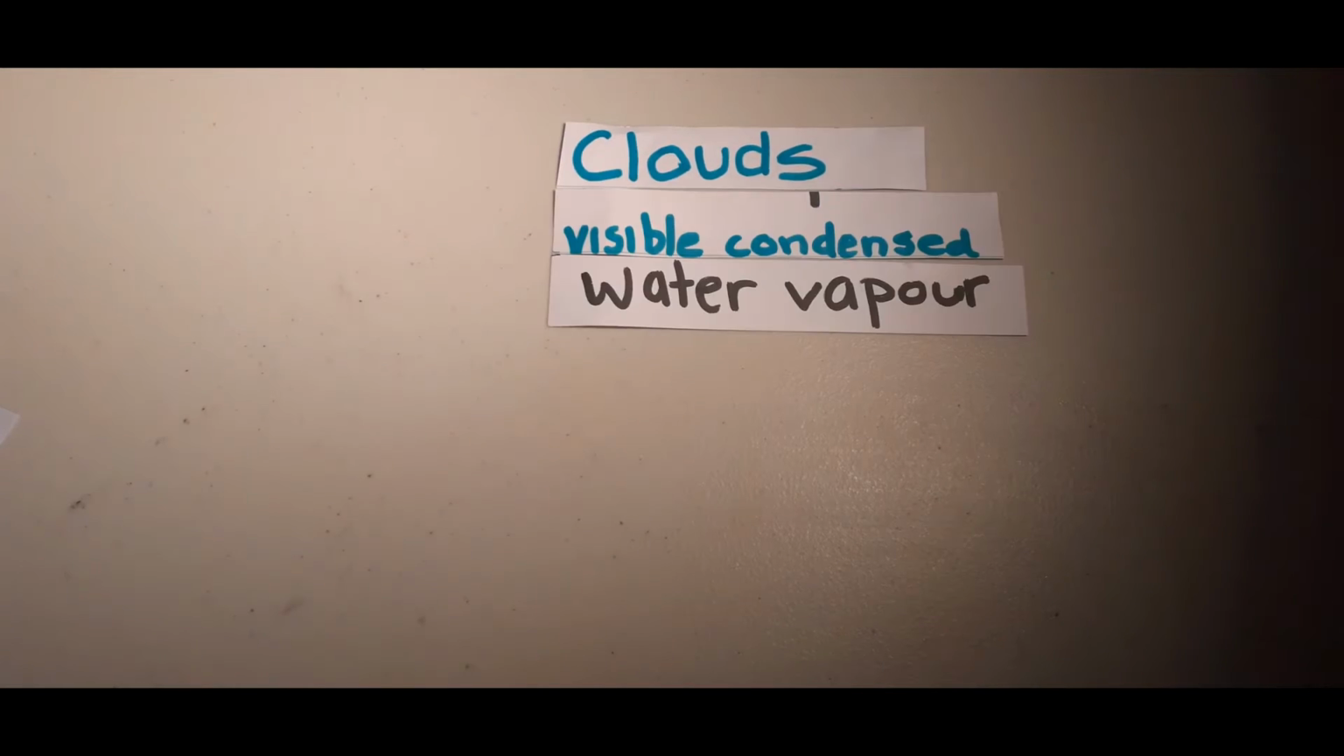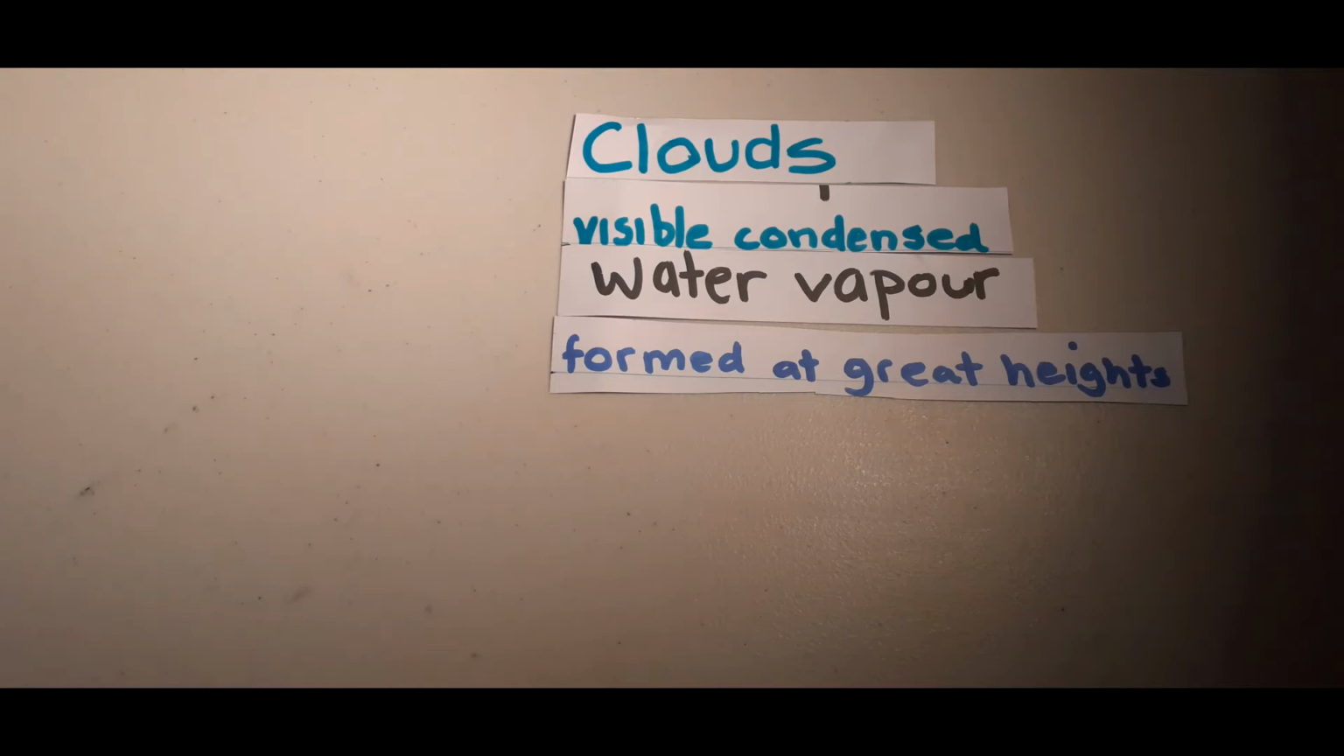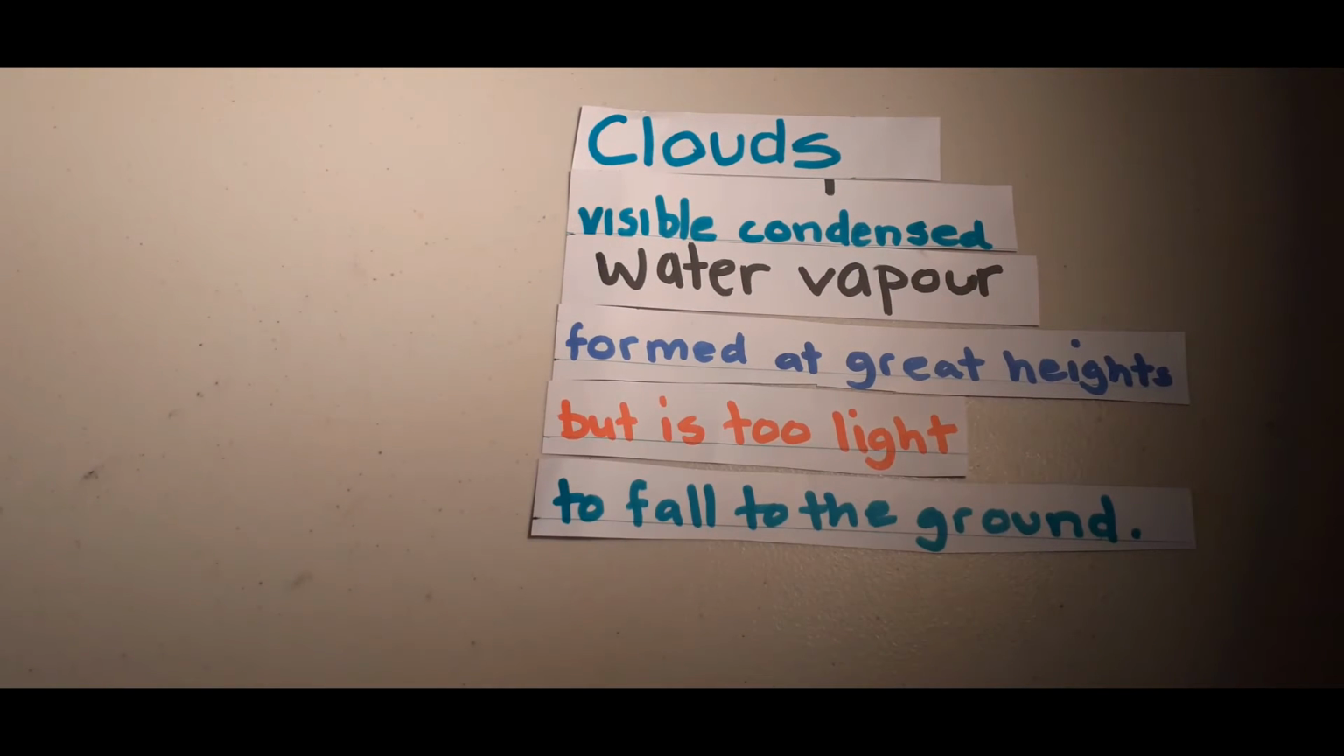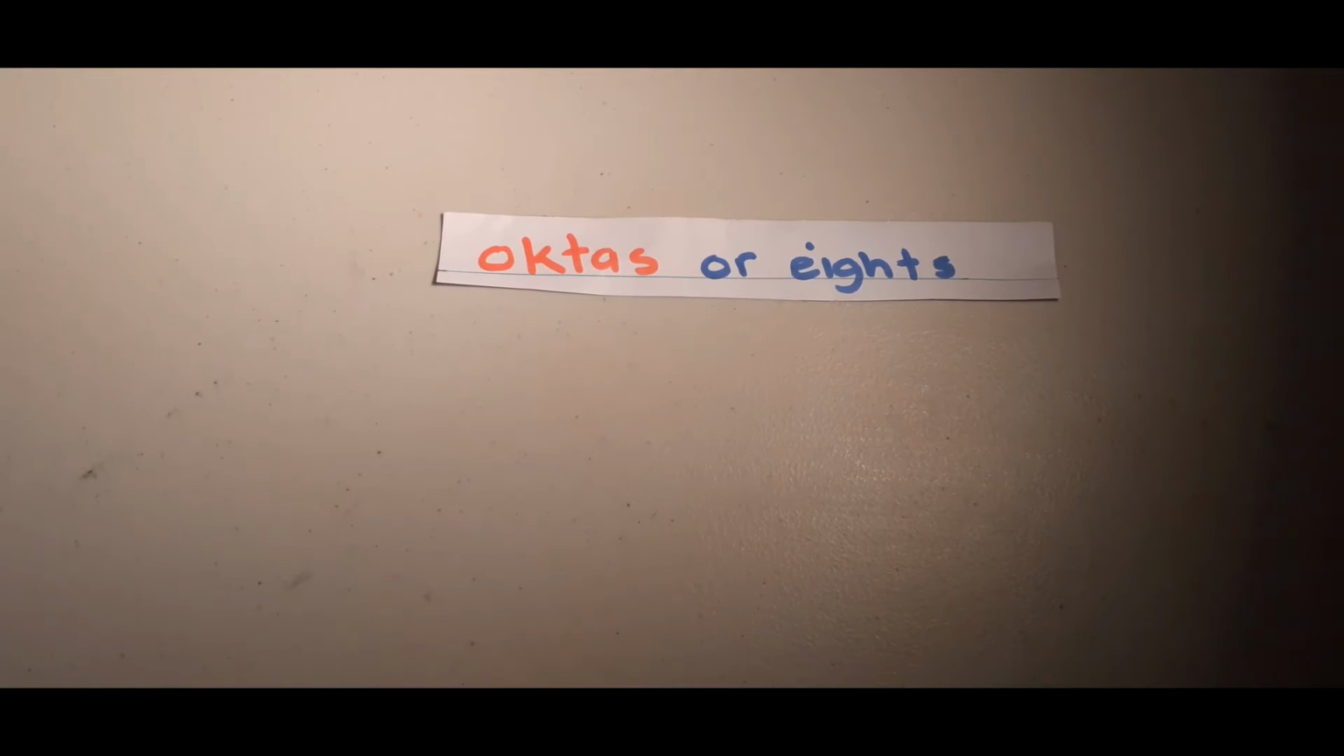Clouds are defined as visible condensed water vapor formed at great heights, but too light to fall to the ground. The amount of sky that is covered by clouds is measured in octas or eighths. So in our minds, we divide the sky into 8. So we can determine by estimation how much of that sky is not covered by clouds.